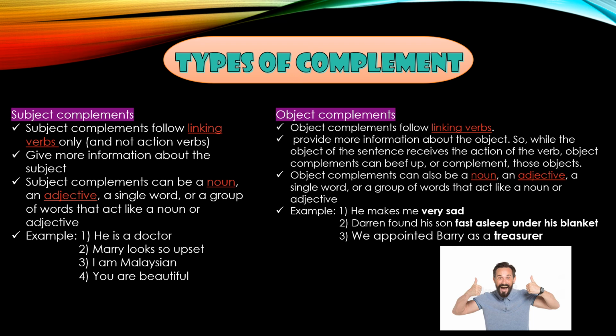The final example. We appointed Barry as a treasurer. We is the subject. Appointed is the verb. We appointed Barry. So Barry is the object. As a treasurer. Treasurer gives more information about the object, which is, he is a treasurer. Okay, clear?